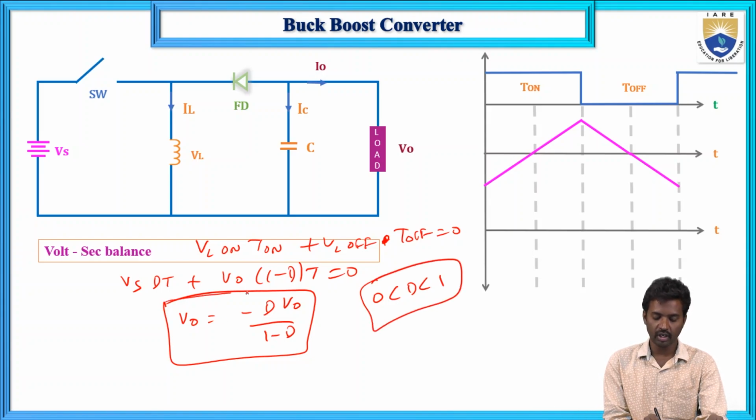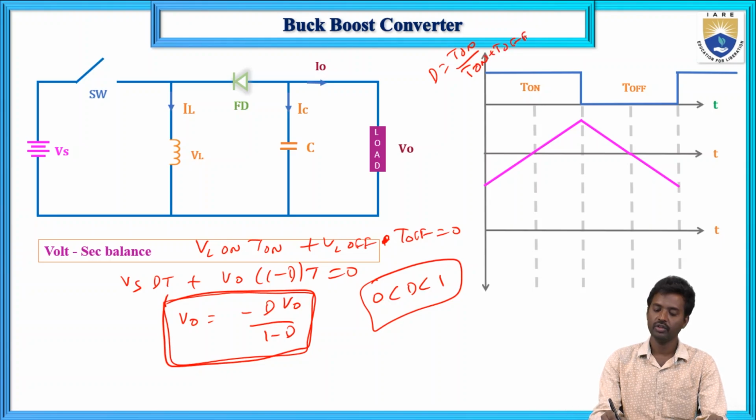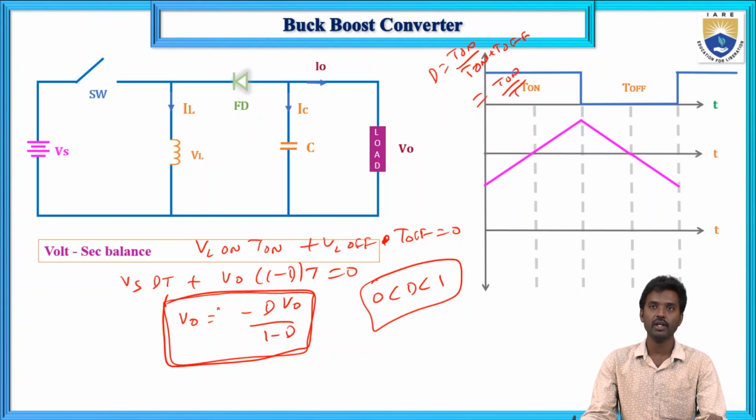So now this is the case for output voltage. The duty cycle D equals T on divided by T on plus T off, which equals T on divided by the total time period. From the volt-second balance, you can determine the output voltage: V naught equals minus D Vs by 1 minus D.